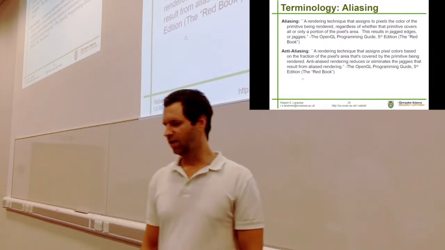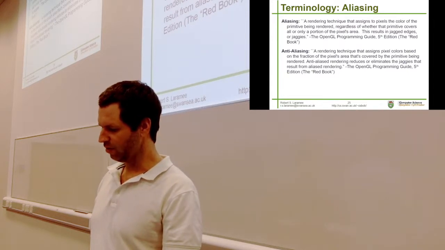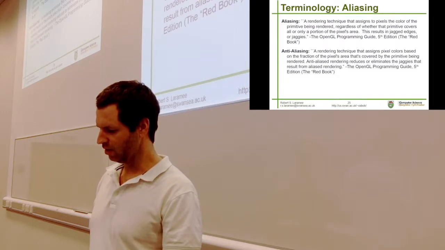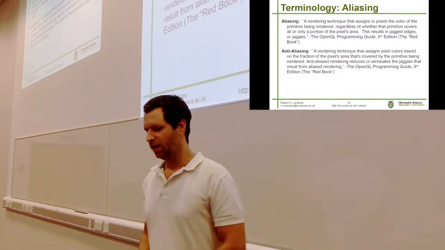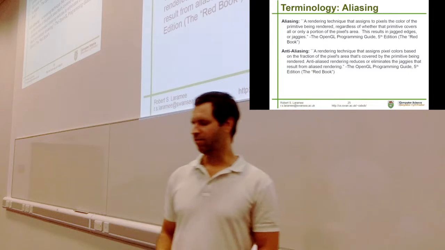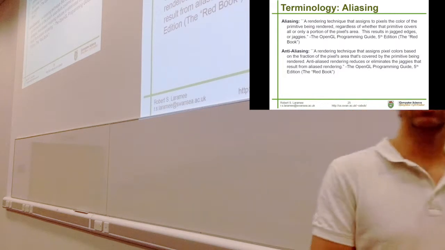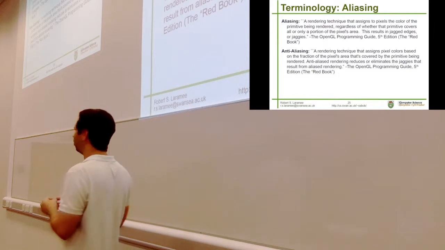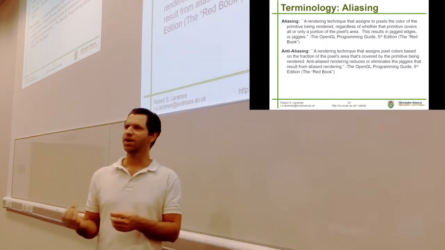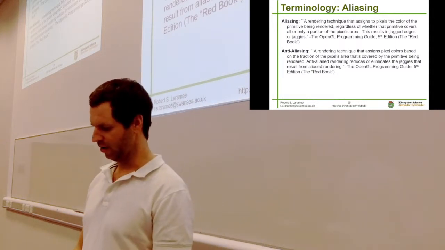Anti-aliasing is a rendering technique that assigns pixel colors based on the fraction of the pixel's area that's covered by the primitive being rendered. Anti-alias rendering reduces or eliminates the jaggies that result from alias rendering, from the same book. And in that previous example, we can shrink the cubes down to a limit that's not perceivable by the human visual system. And that's anti-aliasing. You could say it's anti-aliasing, but it's also just sampling the data at a higher resolution so you don't notice the undersampling artifacts.